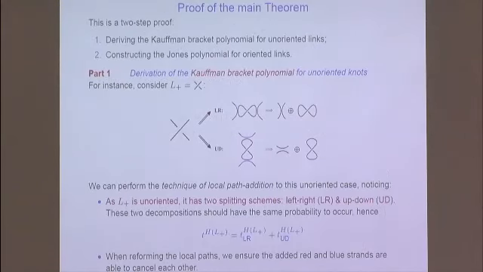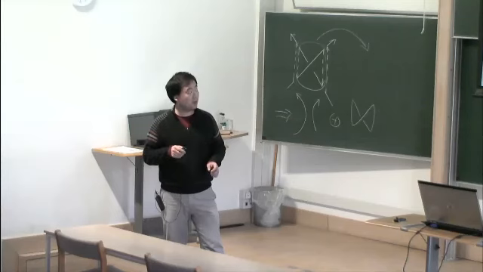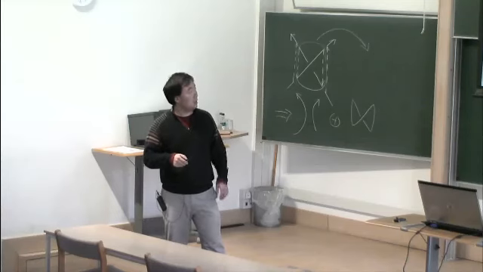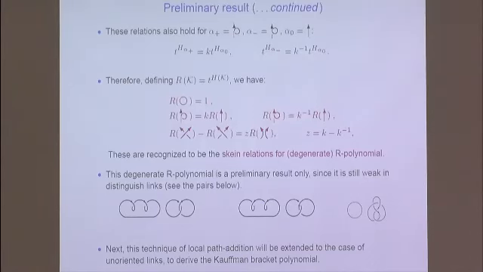For our proof, this is a two-step proof. Firstly, we derive the bracket polynomial for unoriented links. Then, based on this bracket one, we construct the Jones polynomial for oriented knots. Part one is the bracket polynomial for unoriented knots. This case is one unoriented knot. This is different from the oriented case in the previous slides.